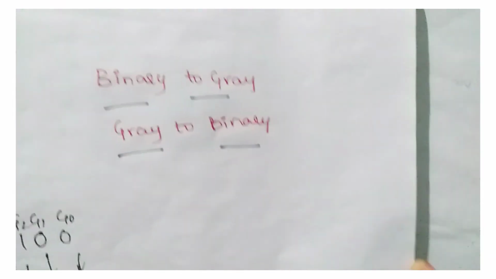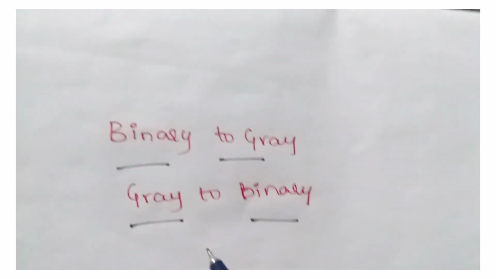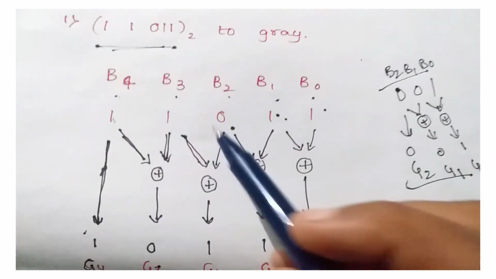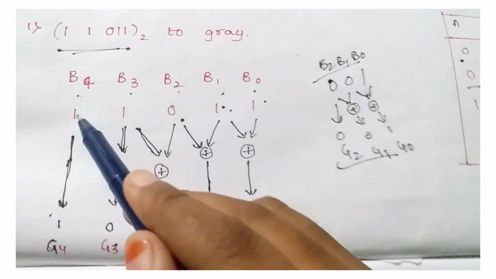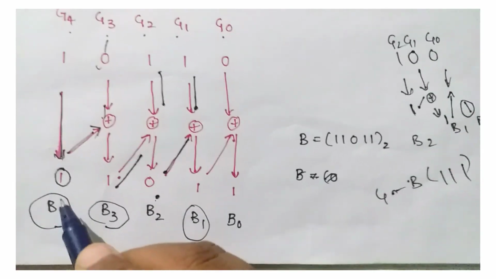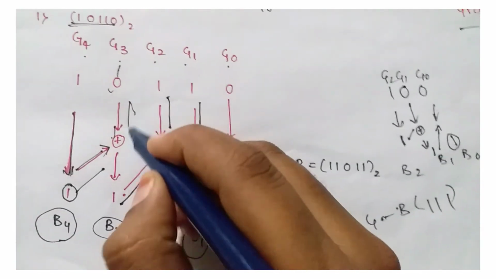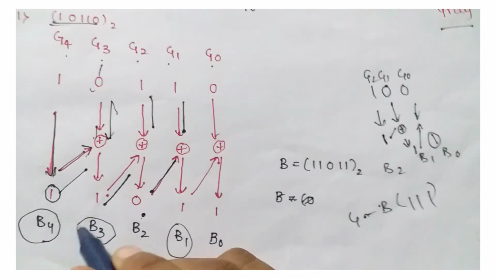In this way we convert binary to gray and gray to binary. The small difference is, in binary to gray we add these two binary values, and in gray to binary we add the result binary value and the gray value. We will get these binary values.